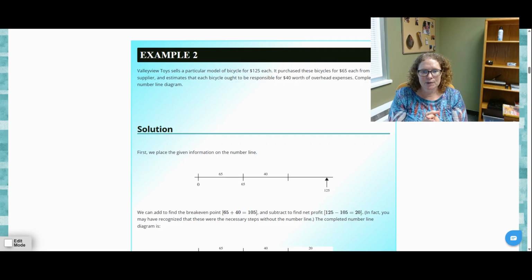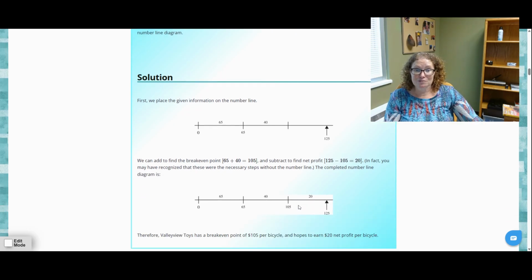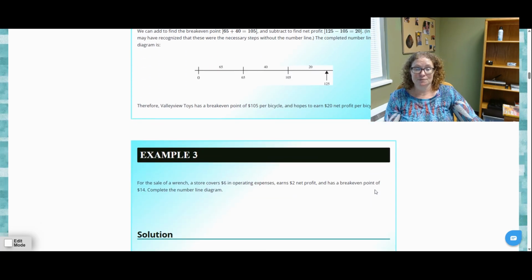But that's not what we want. We really want a profit. So we have decided that we're going to sell them for $125, right? So we want to see what is the difference between what we are selling them for and our break-even point. And that will give us 20. So that means that we're going to make $20 net profit per bicycle.